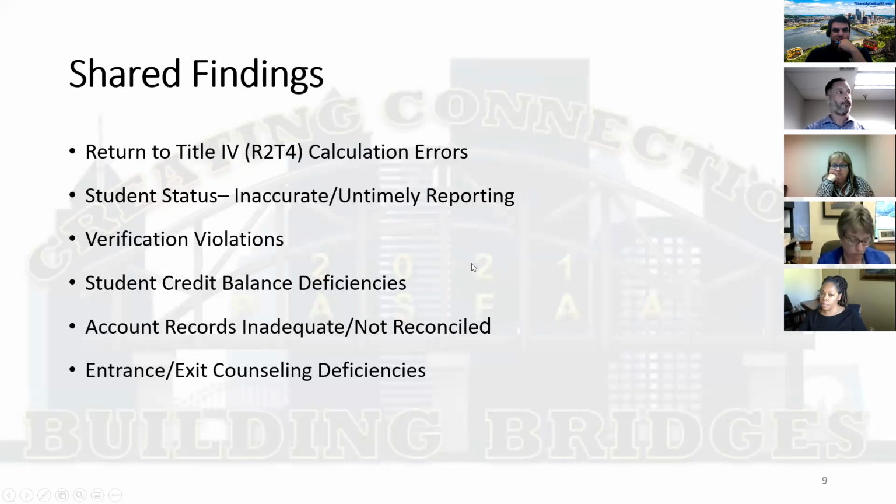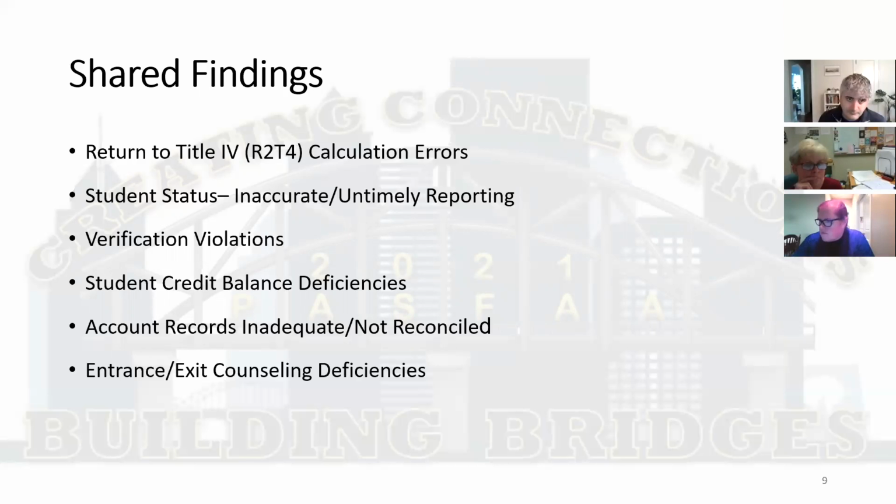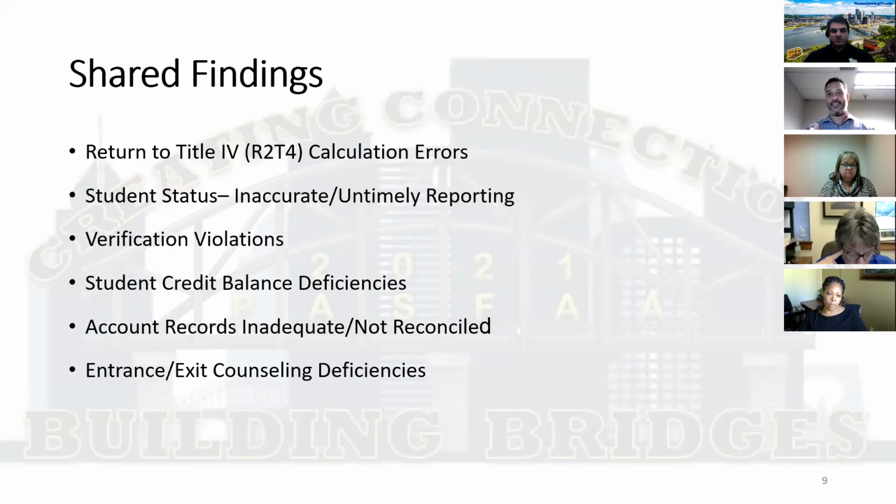What are they? They are the return of Title IV calculation. Student status is incorrect or NSLDS. Verification violations. Student deficiencies on your credit balances. Your accounting records not reconciling. Your enter and exit is not being done correctly.